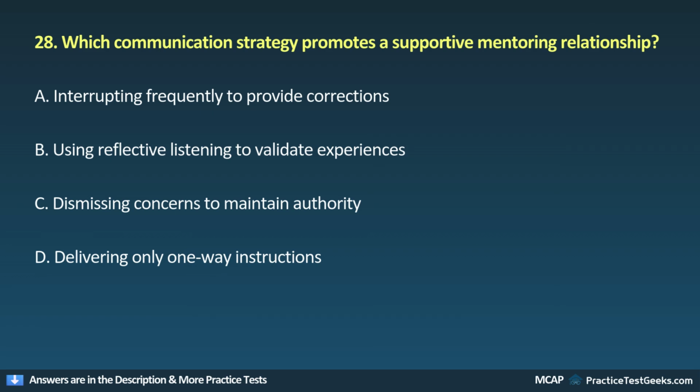28. Which communication strategy promotes a supportive mentoring relationship? A. Interrupting frequently to provide corrections. B. Using reflective listening to validate experiences. C. Dismissing concerns to maintain authority. D. Delivering only one-way instructions.